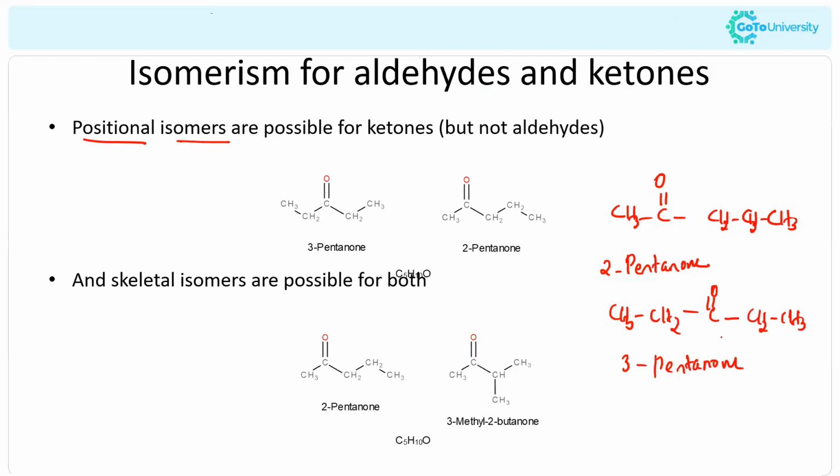So these two are positional isomers, because if you check the molecular formula, the first is C5H10O, and the second one is also C5H10O. Both of them have the same molecular formula and the same functional group, but they are different compounds. One is 2-pentanone, the other one is 3-pentanone, because they differ by the position of the functional group, that is the keto group. So this is another type of isomerism that we can see in the case of ketones. But this is not possible in aldehydes, because the aldehyde group always comes at the end of the chain, not in between. That is the thing.